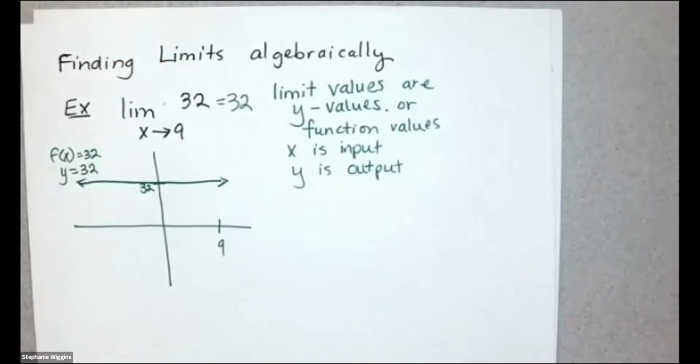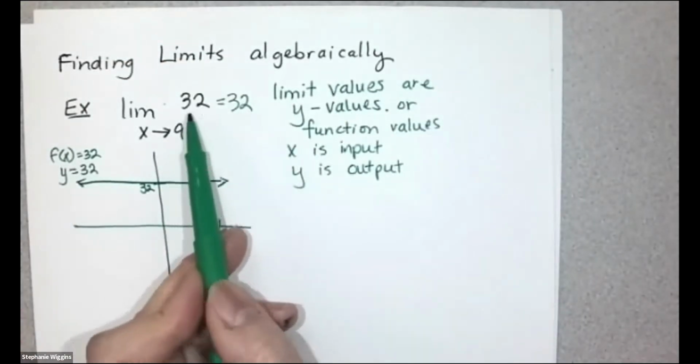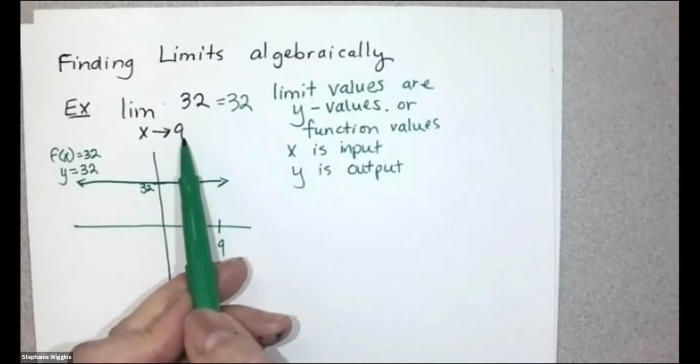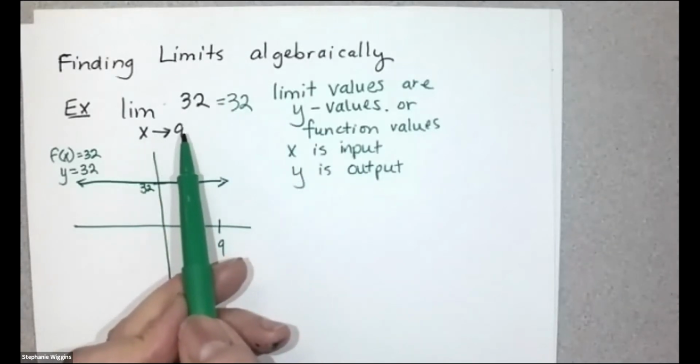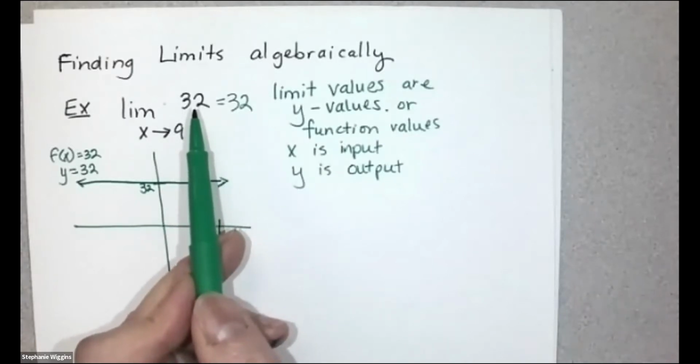Okay? Sometimes students say, well, is it 9 or 32? They want to put 9 in there because they see x is getting closer and closer to 9. But remember, limit values are y values, so 32 is your correct limit.